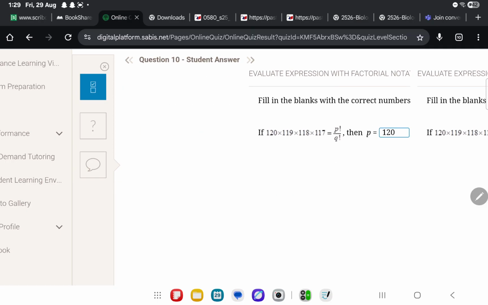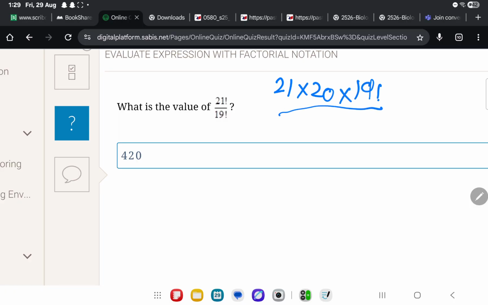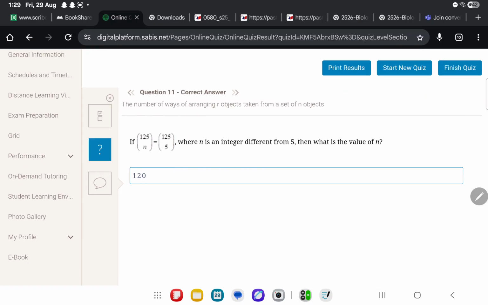Question 10. Again, always do this on a calculator, or I'm teaching you how to do it by hand, just in case any of this comes in a written part. 21 factorial is equal to 21 times 20 times 19 factorial. You should know how to do this mentally by now. Basically the same thing as the other question. 19 factorial cancels. 21 times 20, obviously, is going to be 420. Let me just make sure I calculate. It's 420. This is my answer. Done. You can see over time you do pick this up.